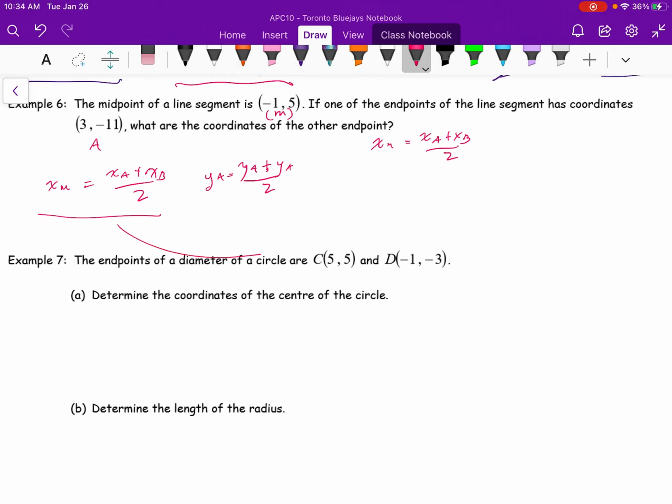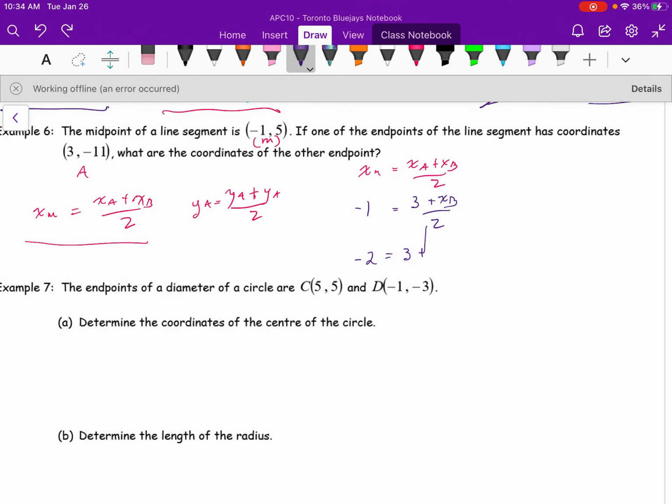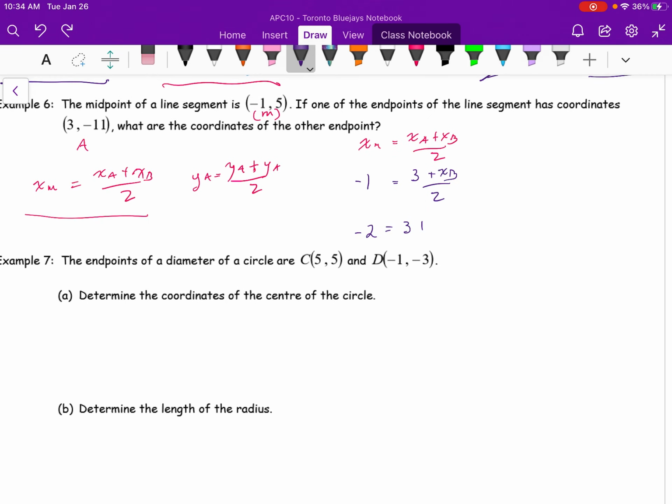The reason why I wrote this formula over here is simply I just want to show you that it's really nice to work vertically in algebra. So what I get is -1, that was my x-coordinate of my midpoint, is equal to 3 plus xb divided by 2. If I multiply both sides by 2, I get -2 is equal to 3 plus xb.